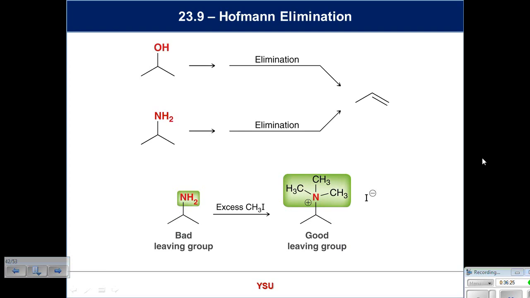Yep, you have to use a sterically hindered base such as what? Potassium t-butoxide, KOtBu. All right, everybody's favorite. You could use that if you want to. But this Hofmann elimination has been developed as an alternative to that, using amines.